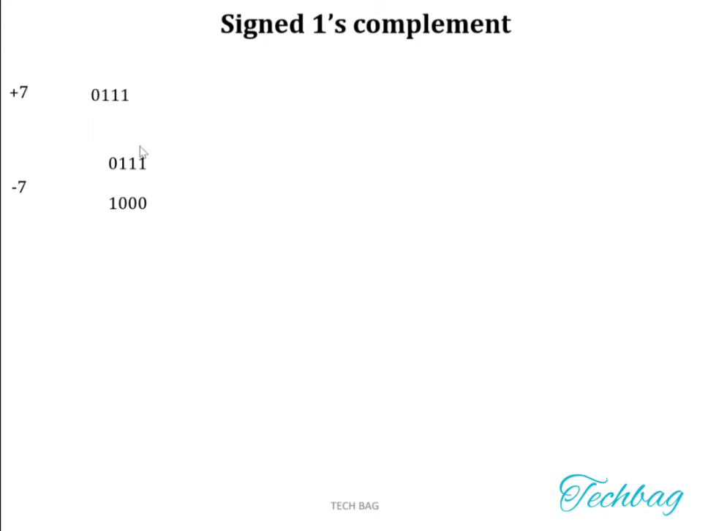Here look at this. Here it is a positive number. Most significant bit is 0. Here it is the ones complement representation of minus 7. Here the most significant bit is 1. That is, it is a negative number. Let us see one more example.